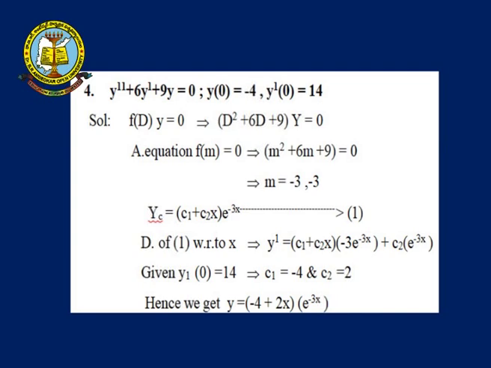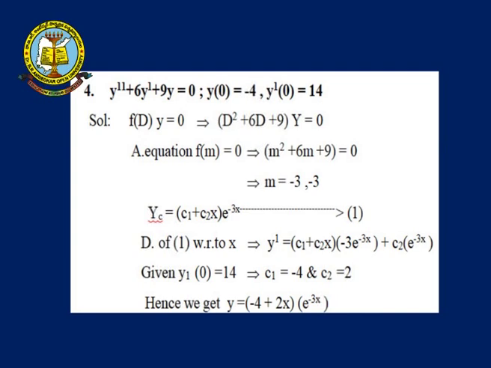Now another example, example 4: y'' + 6y' + 9y = 0. Here in this example, I am taking the initial conditions y(0) = -4 and y'(0) = 14. Now f(D) y = 0, so (D^2 + 6D + 9) y = 0. The auxiliary equation is m^2 + 6m + 9 = 0, m = -3, -3. So y = (c1 + c2 x) e^(-3x).